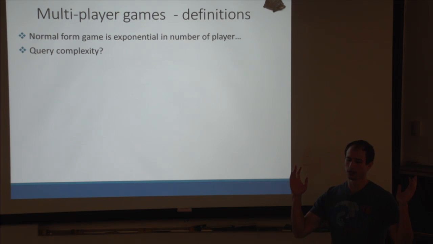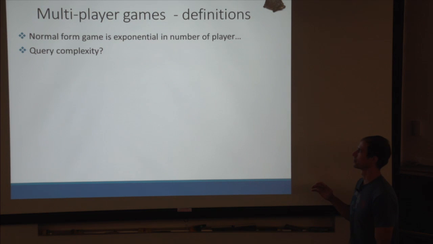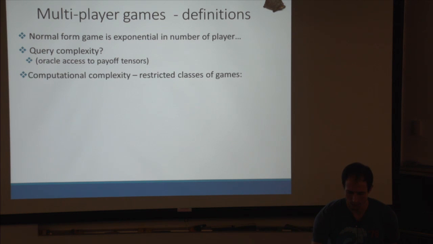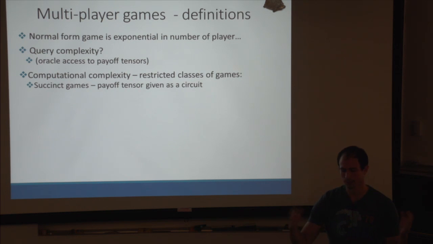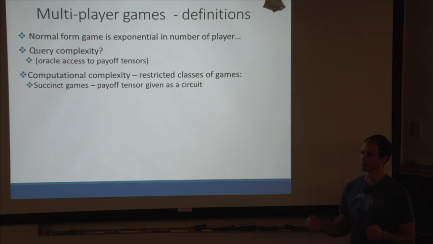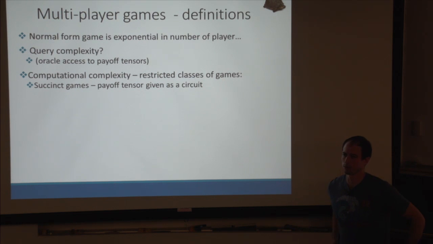So one thing you can ask is about query complexity or communication complexity, like we saw yesterday, but also you can talk about succinctly representable games. So it's going to be restricted classes of games. The simplest thing you can say is, I have some circuit that computes the payoff for each entry in the normal form representation.